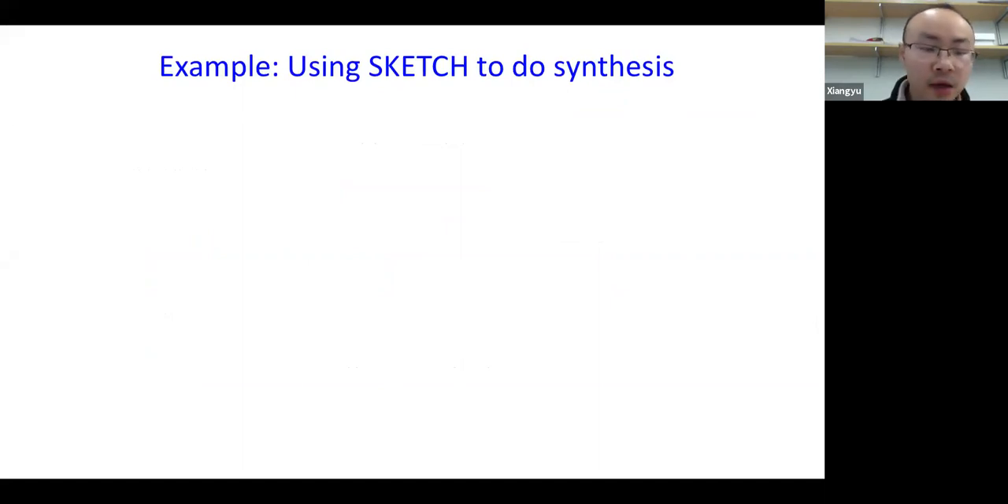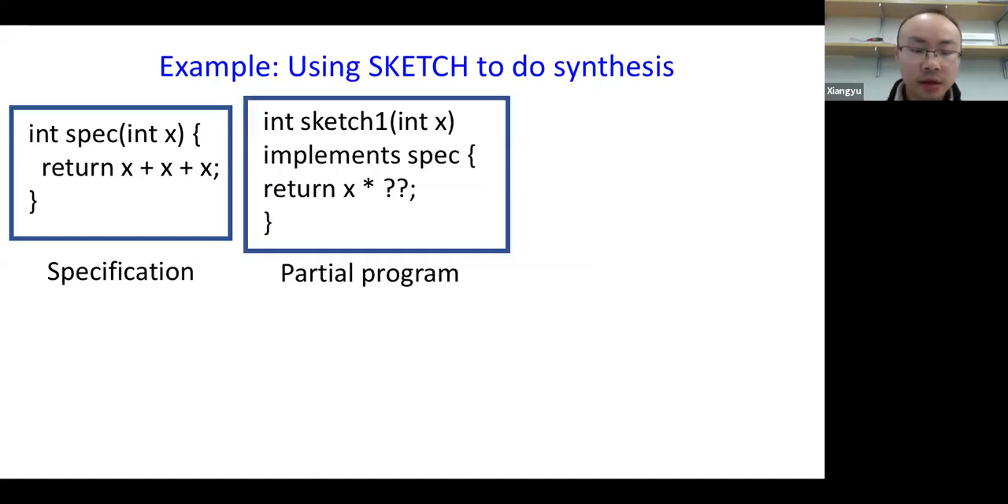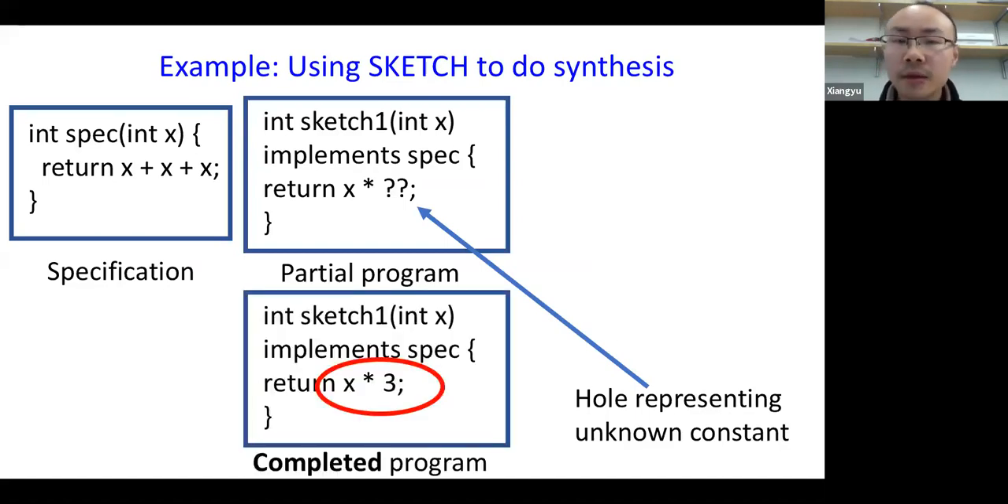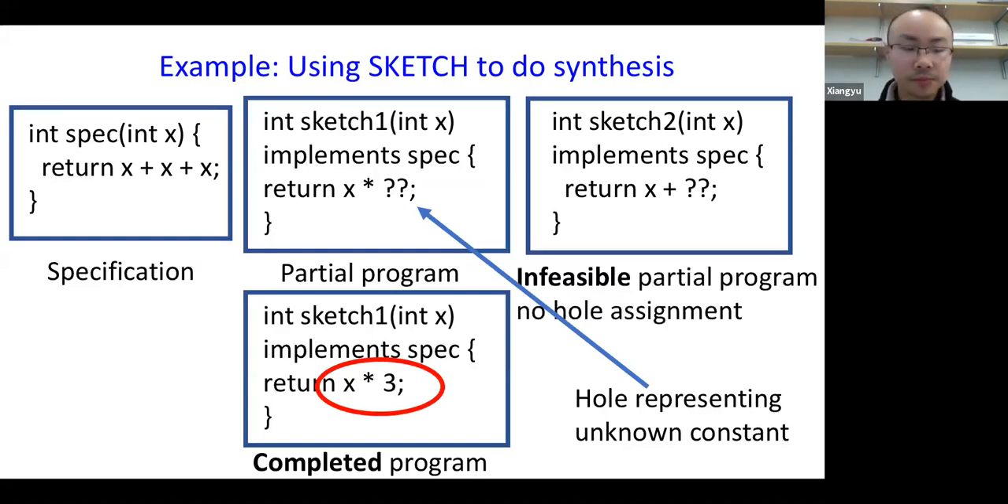So let's see a concrete example for Sketch. For example, the specification is a function that adds its input to itself 3 times. Here is a partial program, and we supply it to Sketch. The question mark here represents an unknown constant called a hole. Now Sketch can find a hole assignment for this partial program and complete the program by setting the hole to 3. On the other hand, if we consider another partial program, Sketch cannot find a hole assignment for it, and then we say it is infeasible.